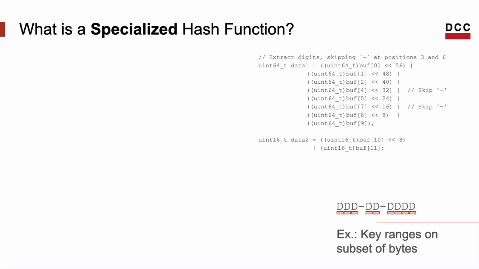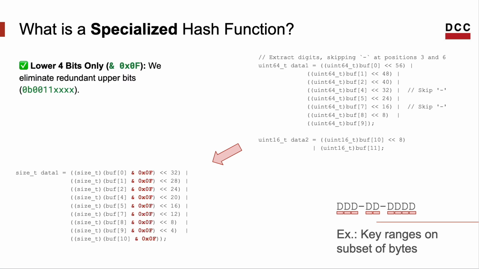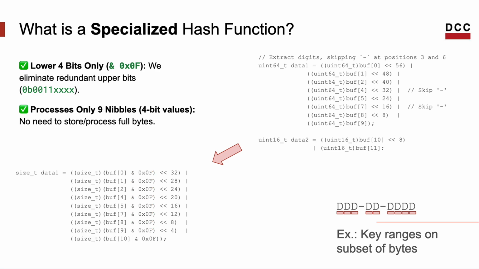Now imagine that the key range is on a subset of bytes. So we have digits. In this case, we don't really have to work with full bytes. We can work with nibbles, sets of 4 bits. And then we only have to consider the lower 4 bits of the key. And that would eliminate 4 bits for every byte because all the digits would have this common prefix 0011. So we can process less data.